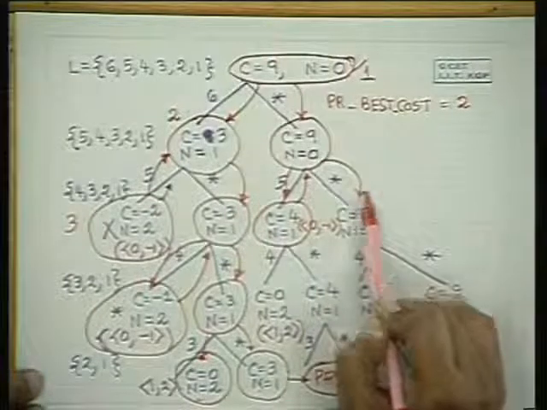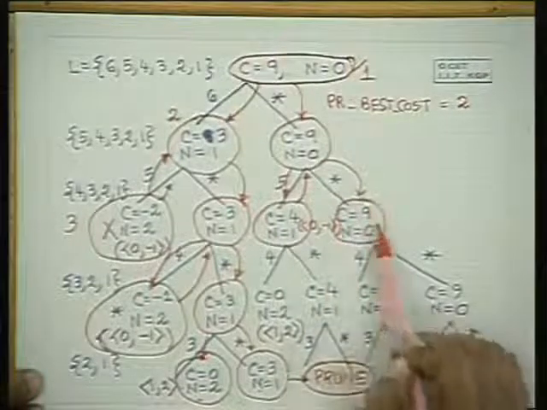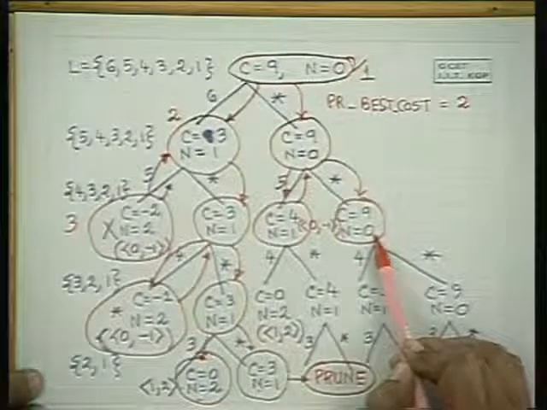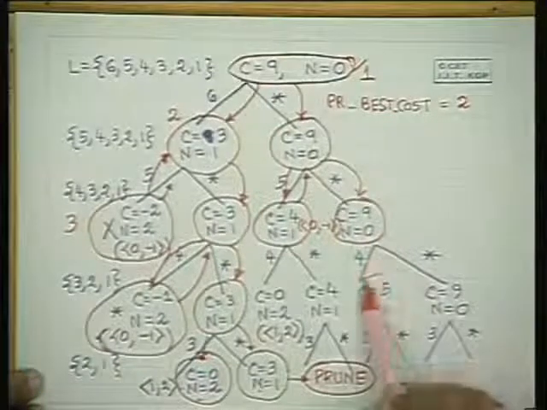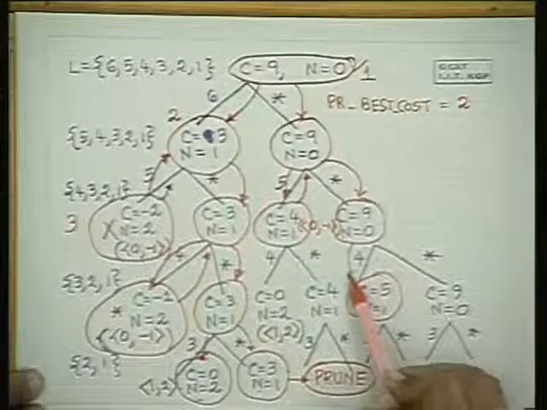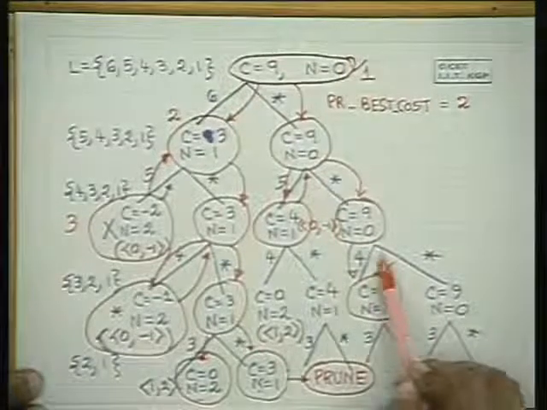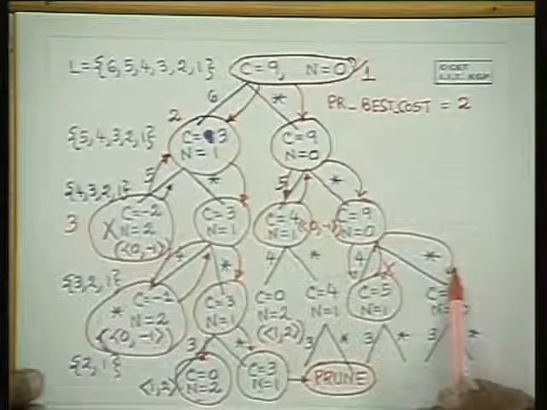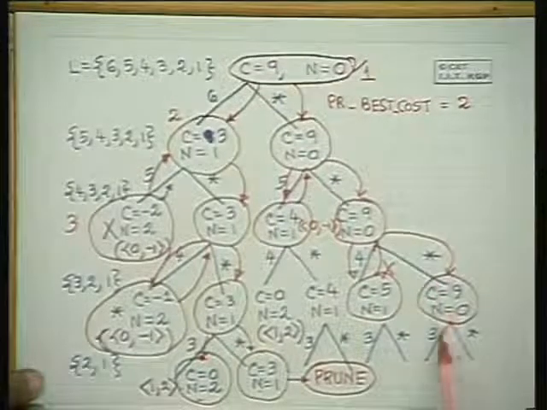So now I'll come here. Once I come here, here again I cannot prune because n plus 1 is 1. But once I come here, I will prune, get back, I'll come here and again continue.